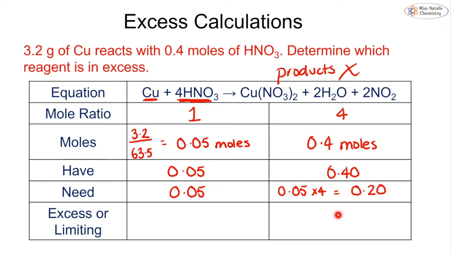And now I compare what I need to what I have. And what I can see is that 0.4 is of course larger than 0.2. So I have more of the one that I need. That means that the nitric acid is in excess and the copper is our limiting reagent.